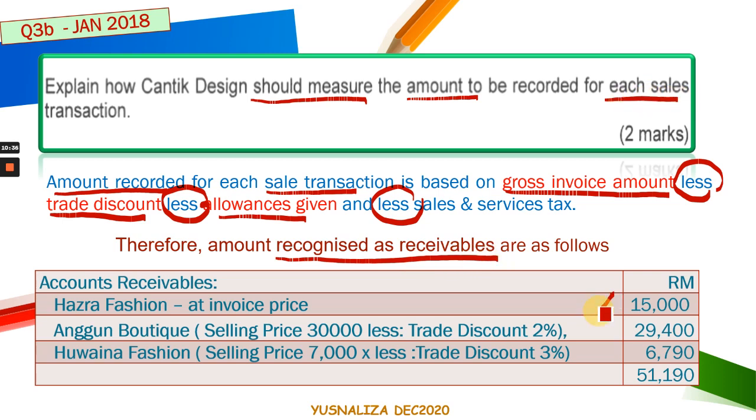For each sale, these are the amounts based on the invoice price for the first one. The second one was based on the selling price or invoice price less the trade discount. The same goes for the third one, Wainah Fashion. So that was separate for each sale transaction, but the total is 51,190.